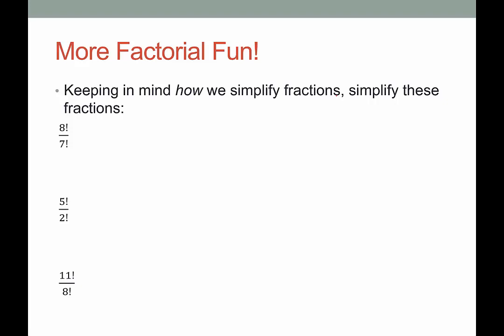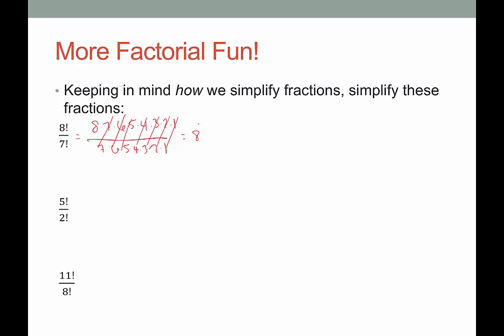So one thing we could do, which is not the simplest way, is to write the whole thing out. 8 times 7 times 6 times 5 times 4 times 3 times 2 times 1 over 7 times 6 times 5 times 4 times 3 times 2 times 1. And then we can say, look, common factors, hooray. And we end up with 8. But that was more time than I felt like using to simplify this.